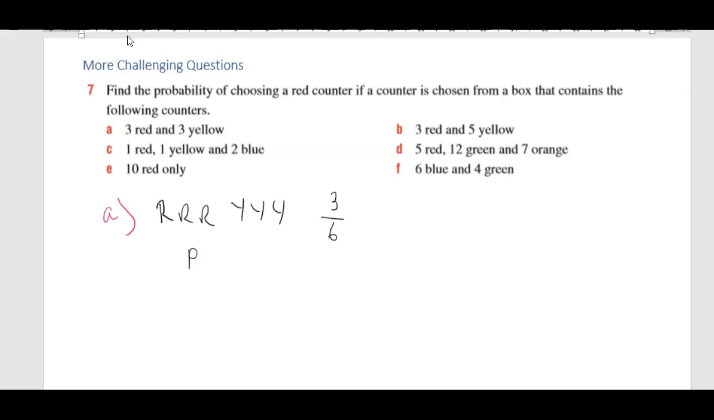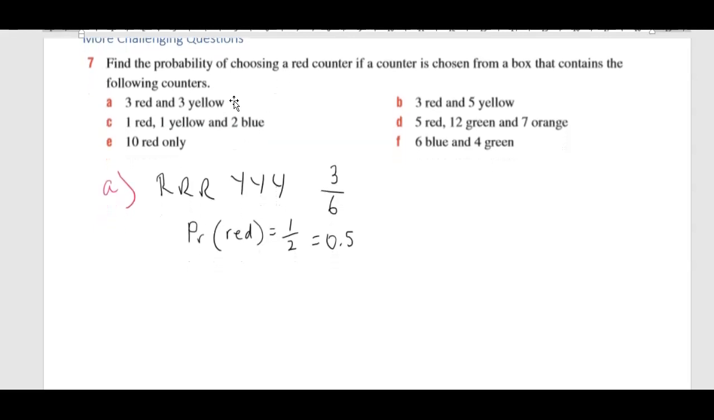We usually write the probability of red, if we're going to do the correct notation, is 3/6, which is a half. If you wanted to, you can write it as a decimal. But as I've said in the previous video, I prefer working with fractions because they're easier to deal with when we have to add and multiply, which you'll eventually have to do. All right, I'm going to leave question B.